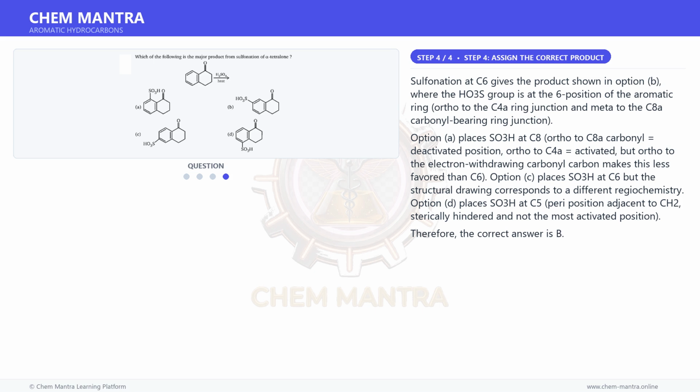Option A places SO3H at C8, ortho to C8A carbonyl, a deactivated position. Although it is ortho to C4A, which is activated, being ortho to the electron-withdrawing carbonyl carbon makes this less favored than C6. Option C places SO3H at C6 but the structural drawing corresponds to a different regiochemistry. Option D places SO3H at C5, the peri position adjacent to CH2, which is sterically hindered and not the most activated position.